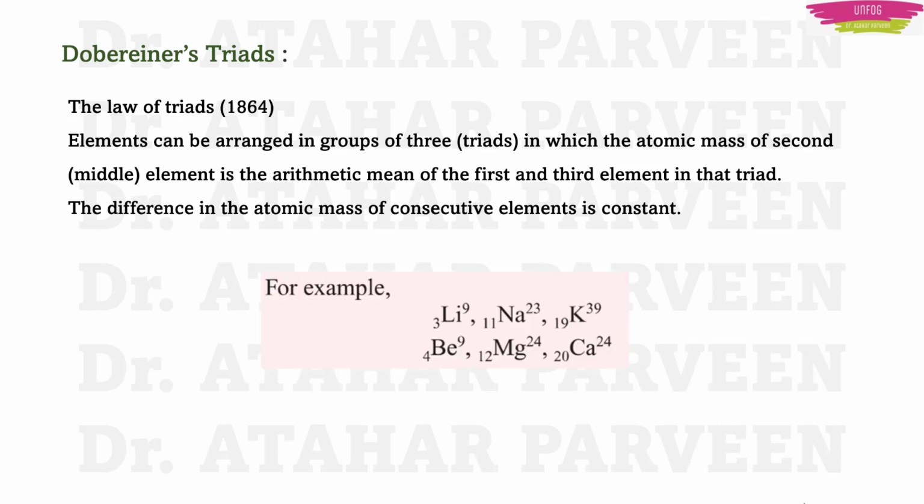For example, lithium, sodium, potassium. You can see here that the atomic mass is 7, 23, 39. The difference will be same if you see the difference between each of the atomic mass of these elements. Like that only beryllium, magnesium and calcium is there.